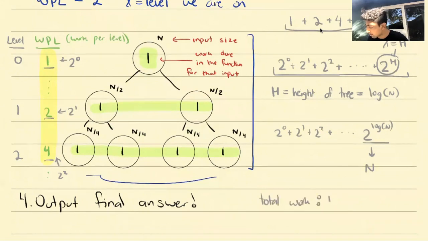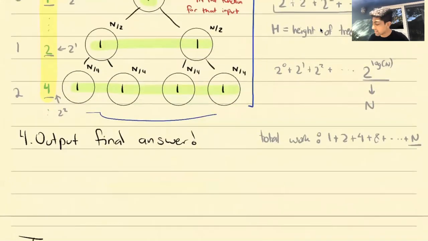So what we've essentially done is we figured out that the total work that this function is doing is going to be 1 plus 2 plus 4 plus 8 plus n. And what we can say is that this sum is a dominating sum where this last term dominates. So we can output our final answer to be theta of n as the runtime of this function. Okay, so hopefully this made sense.